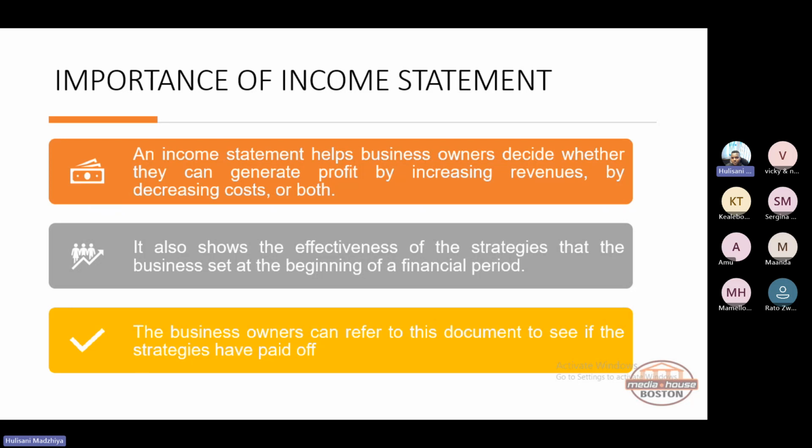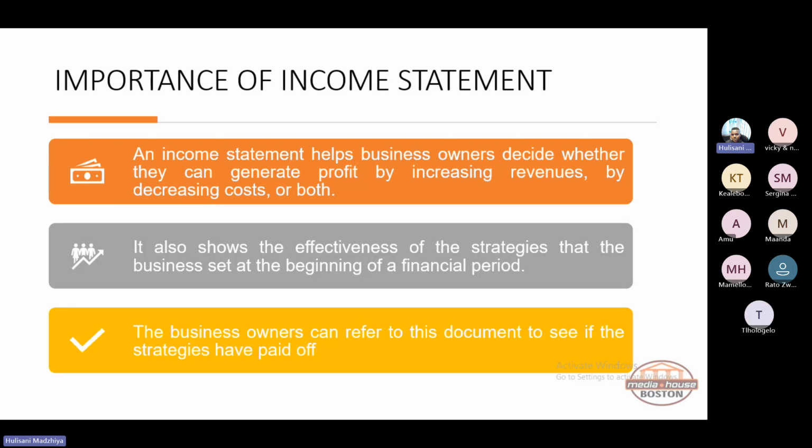So here it's showing the importance of the income statement that we already covered in our previous lesson, to say that the income statement helps the business owner decide whether they can generate profit by increasing revenue or decreasing cost. So it allows us to study the financial performance of a company for one financial period. The income statement does not reflect many years, it only reflects one financial period. Let's say if your company operates from January to December, it will only show the income generated during January to December, as well as the expense incurred during January to December.